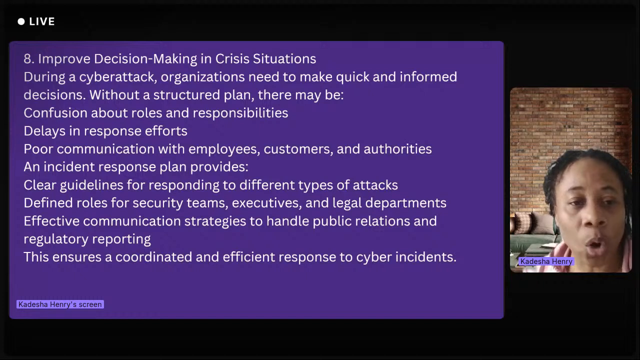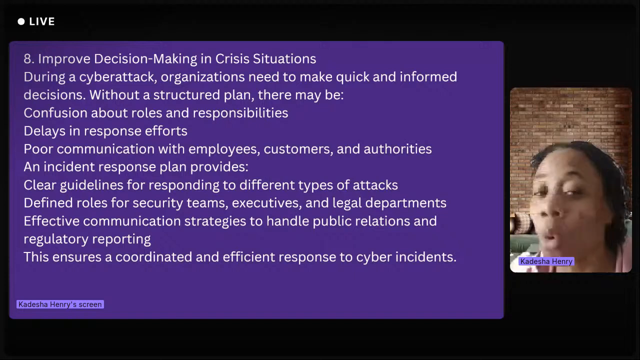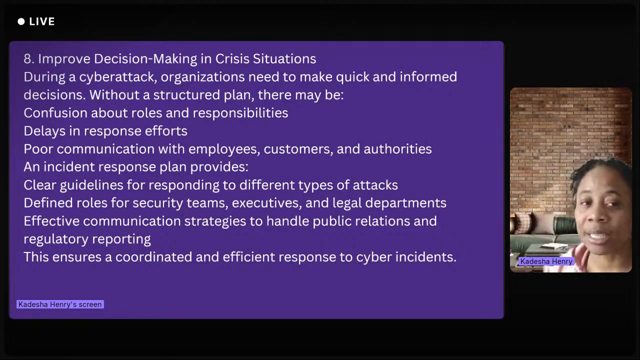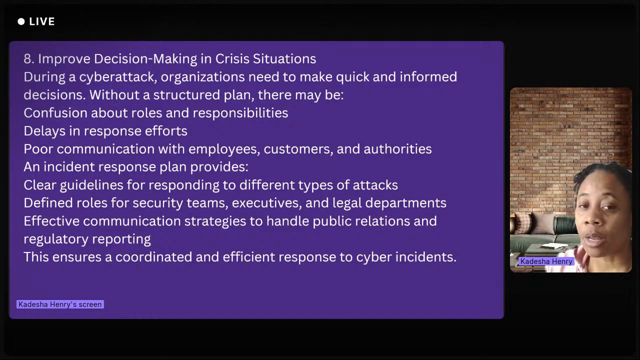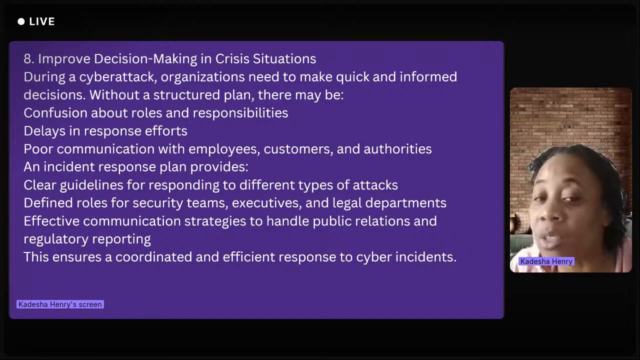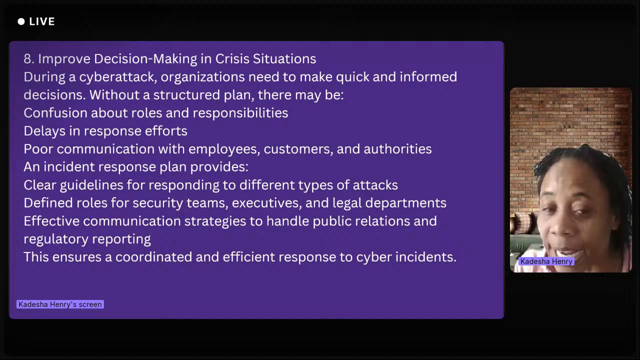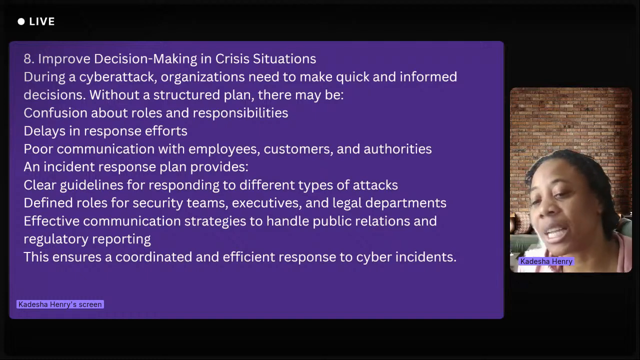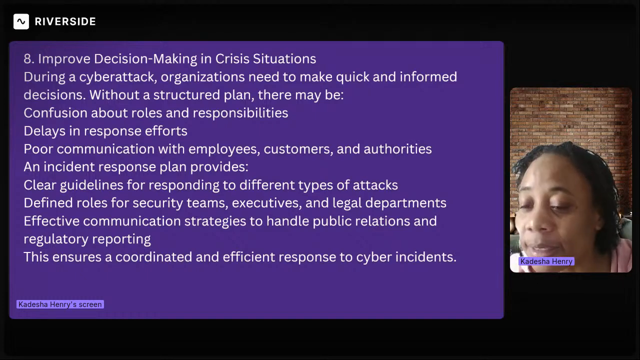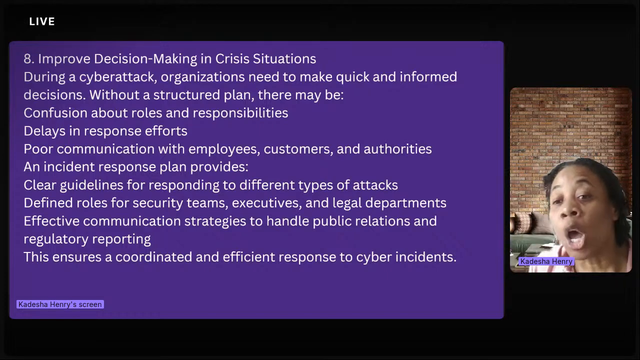Right? So without a structured plan, there may be confusion about roles and responsibilities, and delay in response effort. Why? Nobody knows what to do. Poor communication with employees. Why? There was no plan. Customers and authorities. An incident response plan will provide clear guidance for responding to different types of attack. How do you respond if there's a phishing attack? How do you respond if there's a ransomware attack? How do you respond if there's a malware infection? How are you going to respond?